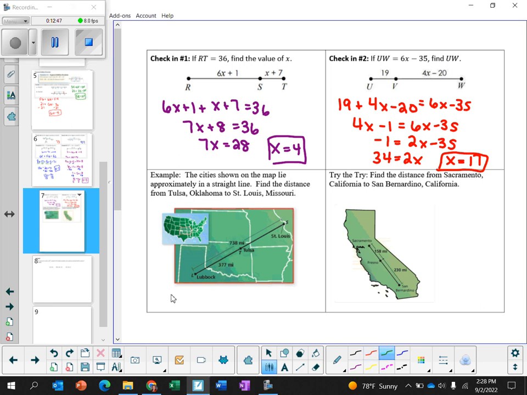So what we can do is 738 - 377. So that gives us 361 miles.